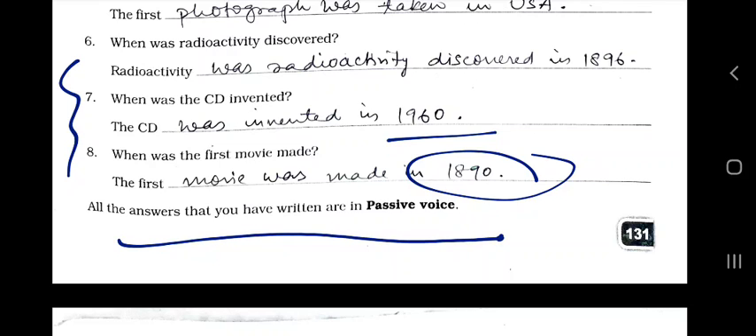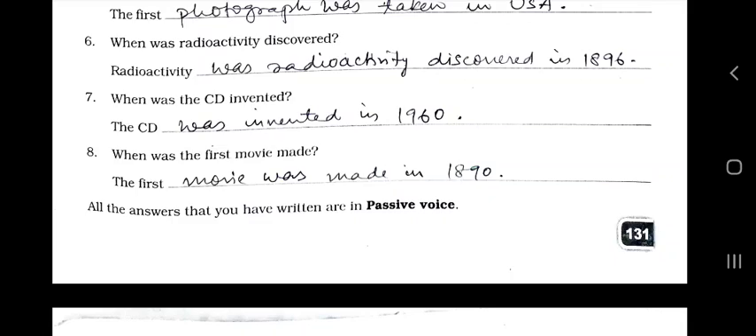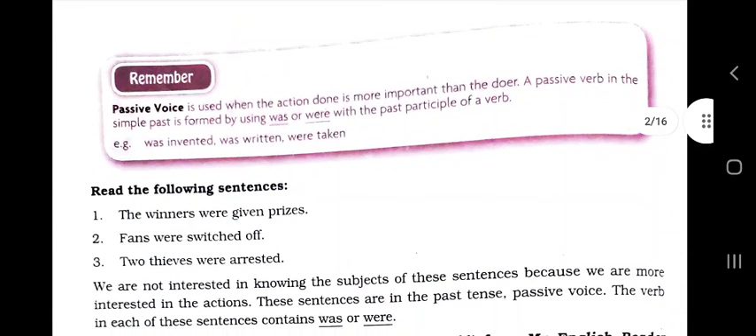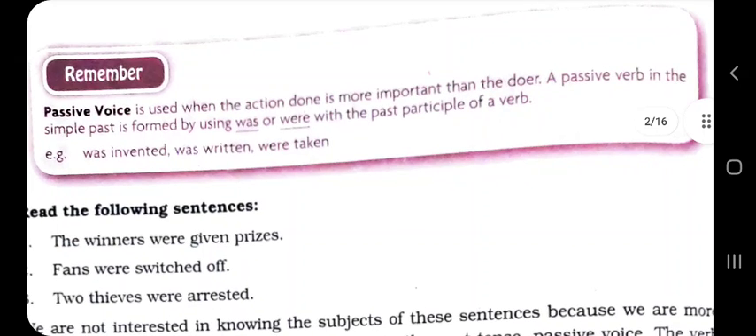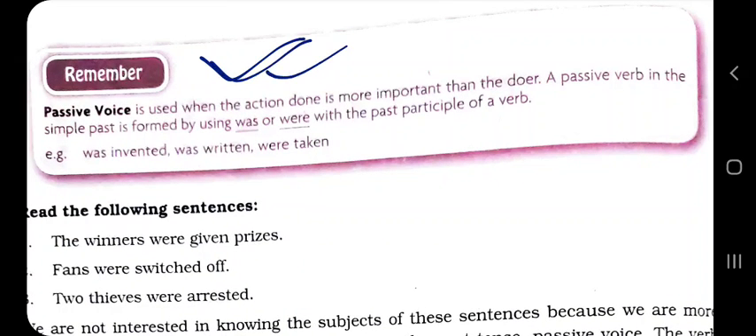Passive voice is used when the subject is a recipient of a verb's action. See here, you learn this by heart, learn it. Passive voice is used when the action done is more important than the doer. A passive verb in the simple past is formed by using was or were, keeping subject-verb agreement in mind, with the past participle of a verb. Was invented, was written, were taken. You can observe the sentences in the previous page.